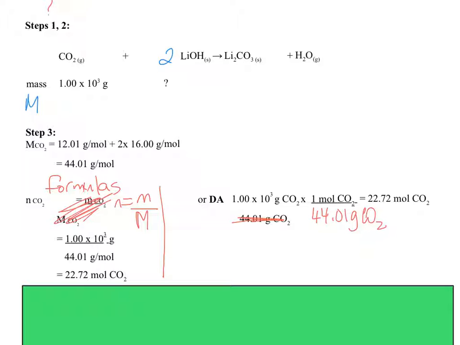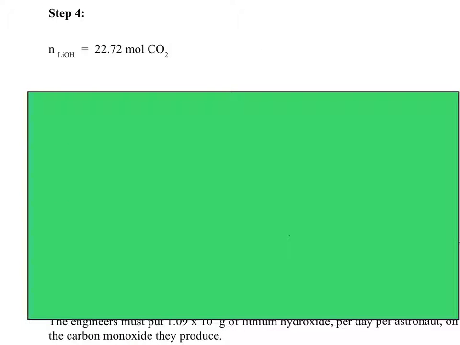So, either way, we can figure out that the number of moles of carbon dioxide is 22.72 moles, whether we use formulas or dimensional analysis. So we have 22 moles of CO2, so we need to multiply this by the mole ratio.